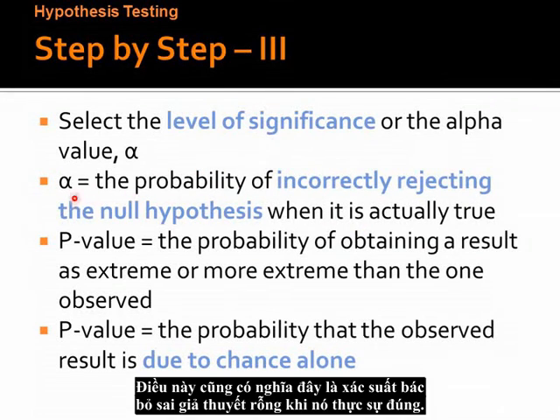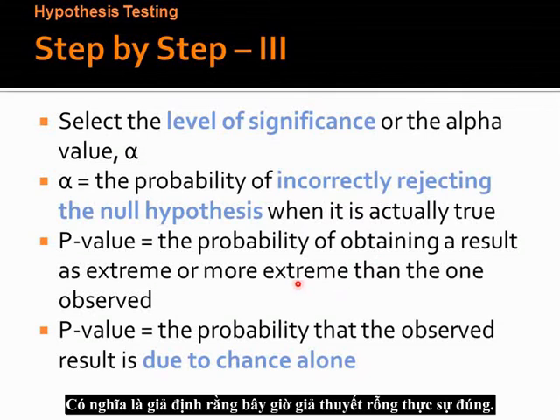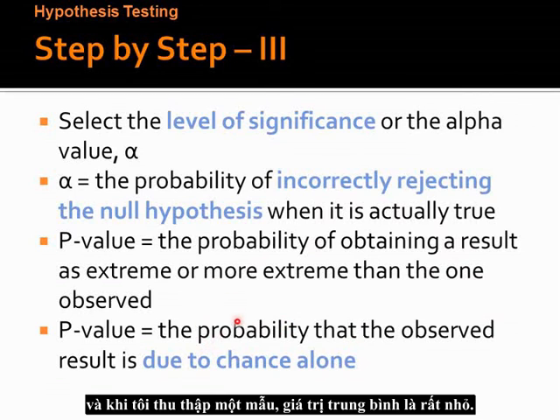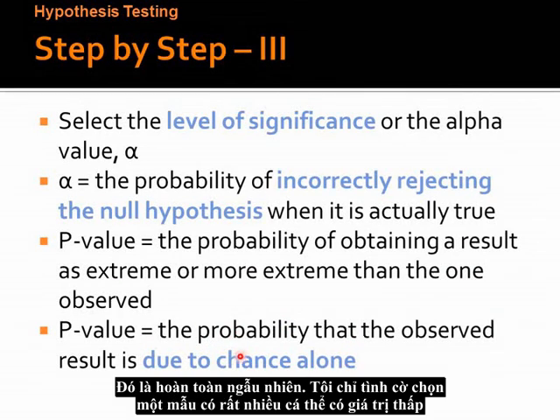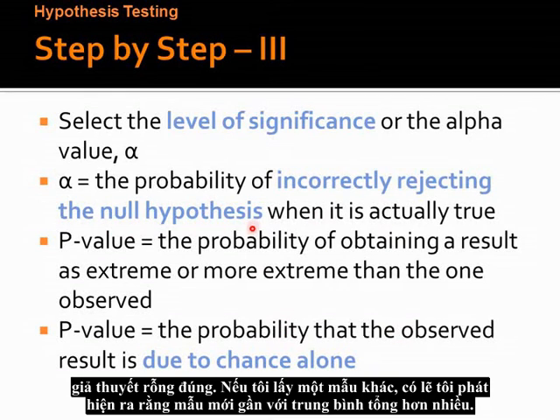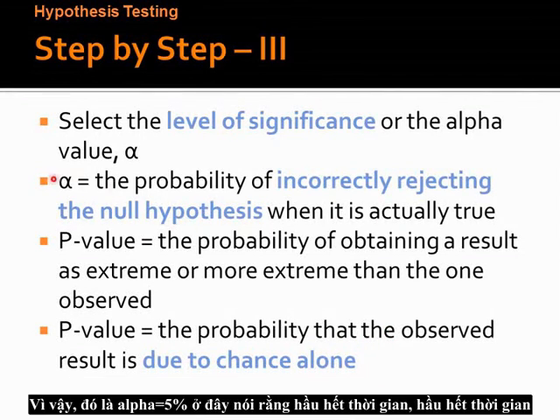It so happens that this also means that this is the probability of incorrectly rejecting the null hypothesis when it's actually true. Meaning, assume that the null hypothesis was actually true. The two means actually are the same. They actually do come from the same population. And when I collected a sample mean that was very small, it just so happened that it was totally random. I just happened to pick a sample that had a lot of low value individuals, and therefore the sample mean was very far from the population mean. But actually, our hypothesis was true. If I took another sample, maybe I would find that the new sample is much closer to the population mean. So that's what alpha is.